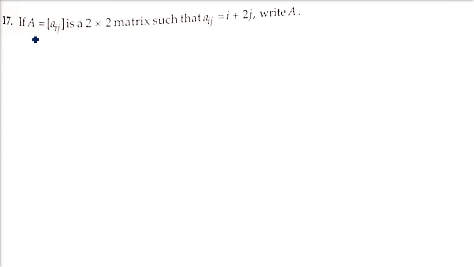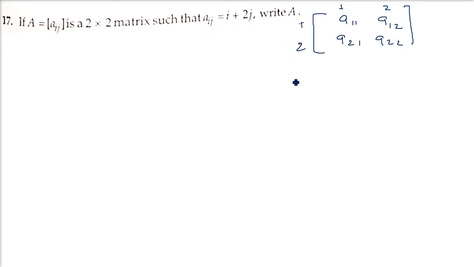Next one is: if A equals Aij is a 2 by 2 matrix such that Aij is i plus 2j, write A. So let me write a proper matrix first, 2 by 2. This is A, first row, second column, first column, second column. So row number and column number, wherever it is intersecting, just write it. A11, A12, A21 and A22. Remember, i is the row number, j is the column number.